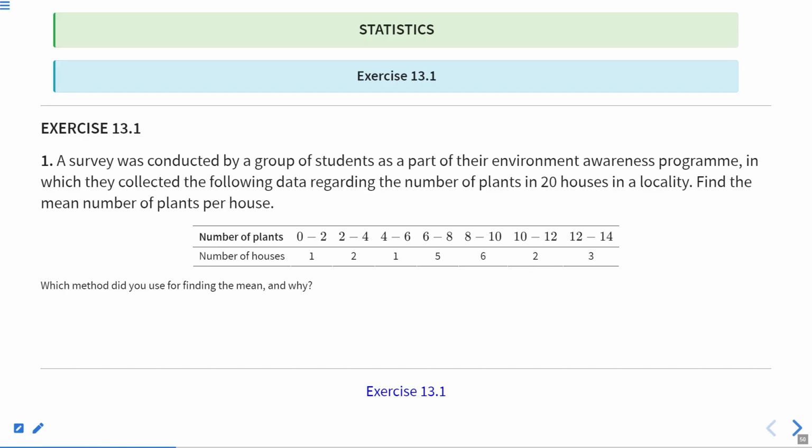Hello students, welcome to this lecture on statistics. So in this lecture, we will discuss exercise 13.1.